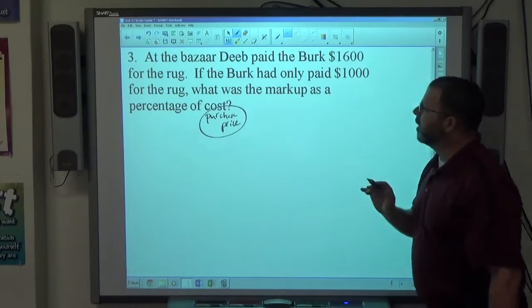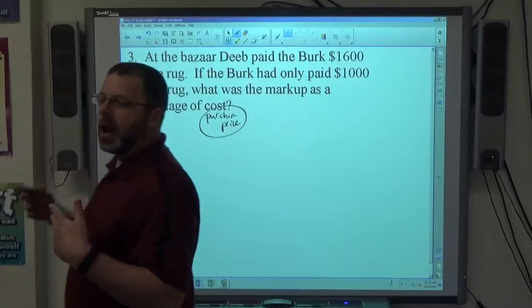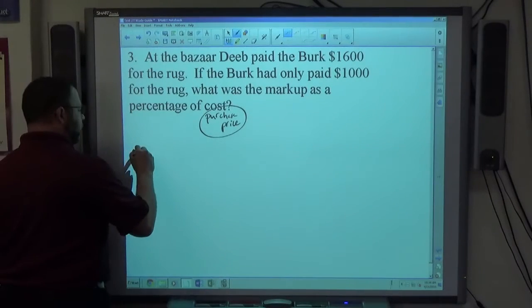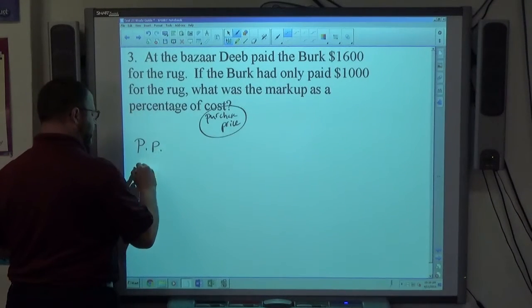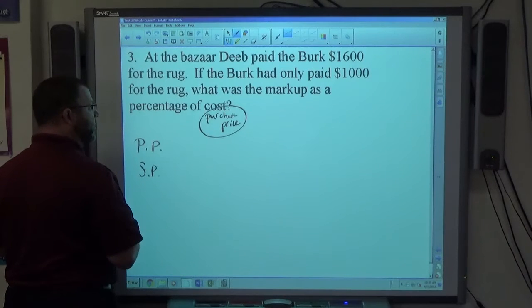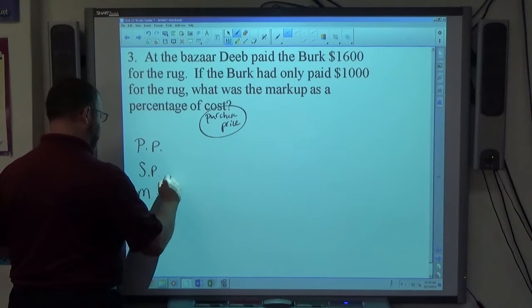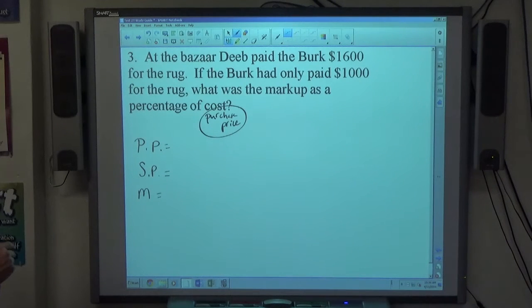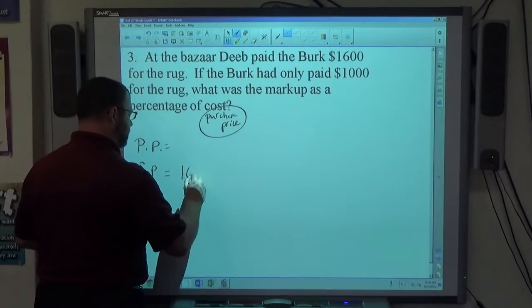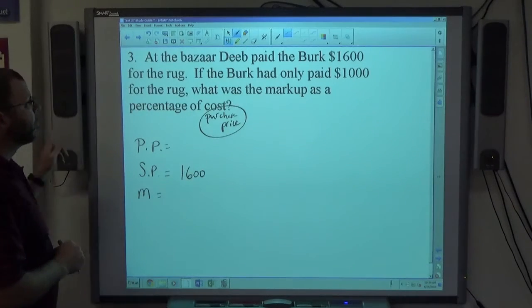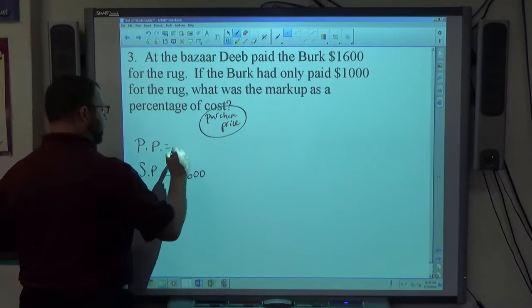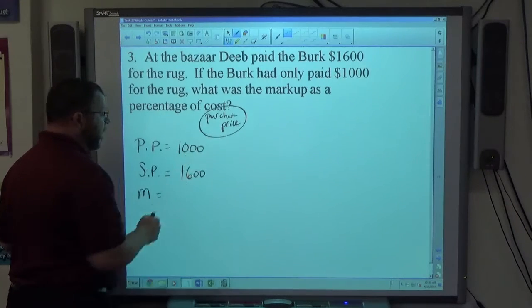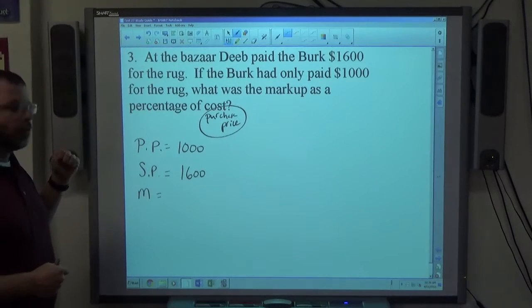All right. So what we know when we see these markup problems, we know we want to establish the purchase price, the selling price, and the markup. Okay. So what Deeb paid is the selling price. The Burke had paid $1,000 for the rug. That's the purchase price.